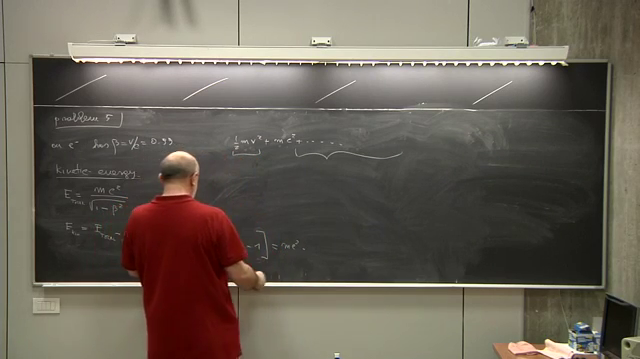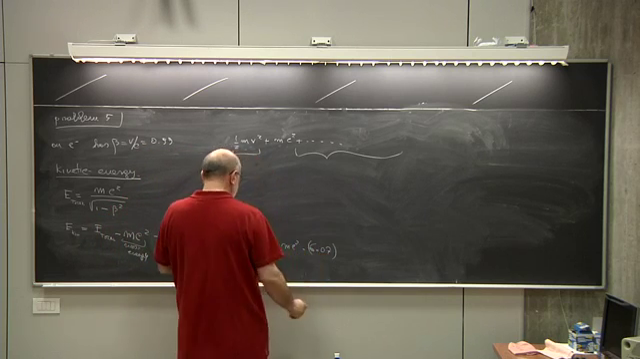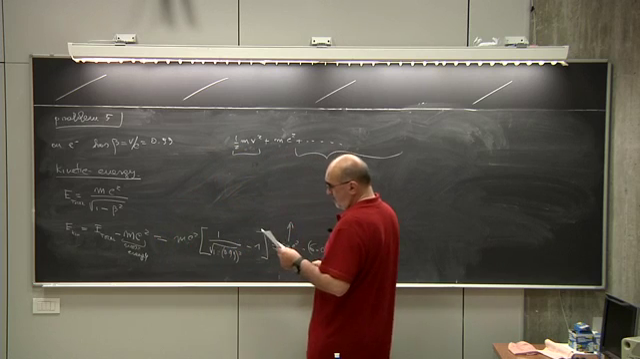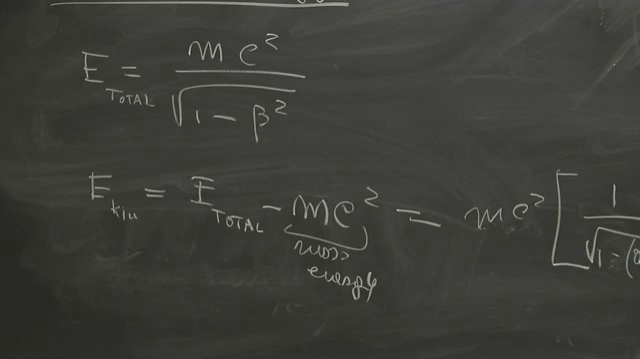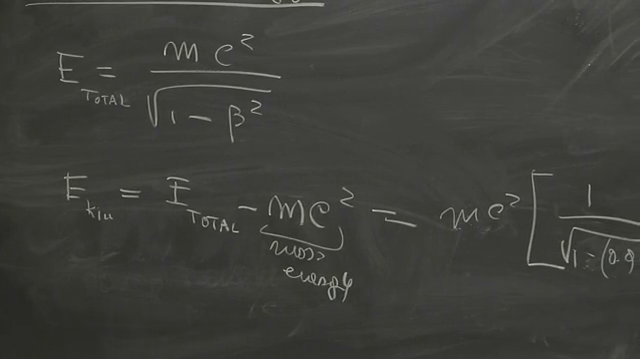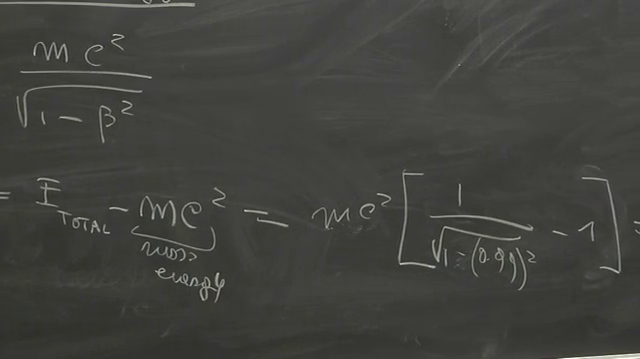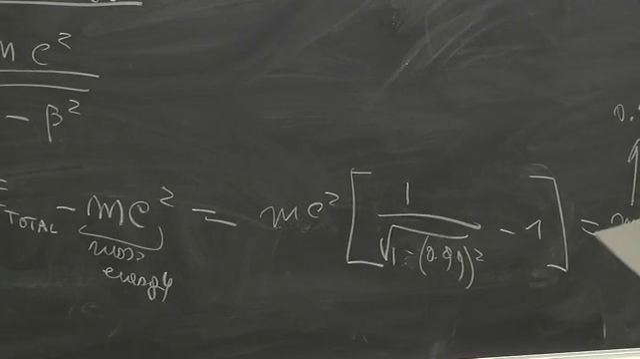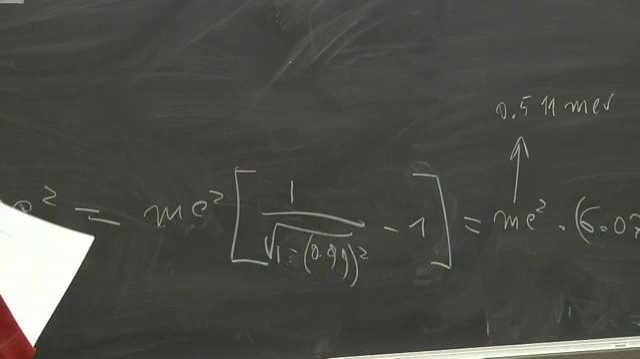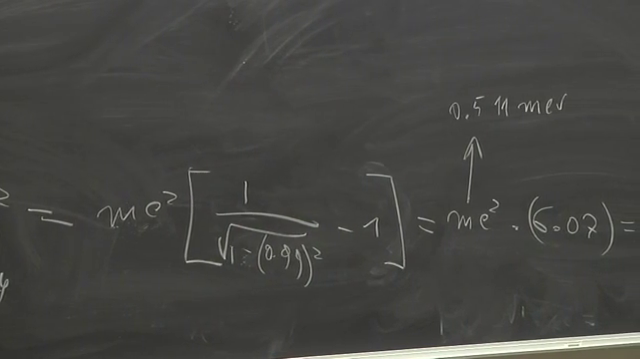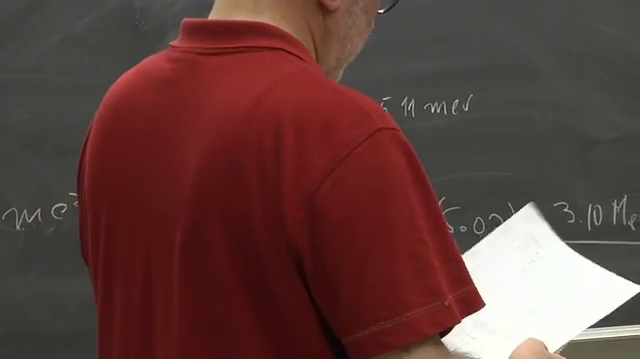You calculate this number with your calculator and you get 6.7. Then the mass of the electron is 0.51 MeV, and then you get 3.10 MeV. Okay, so this is the kinetic energy, and you see at this speed, the kinetic energy is 6 times more than the mass energy of the electron. And this is a very important thing.